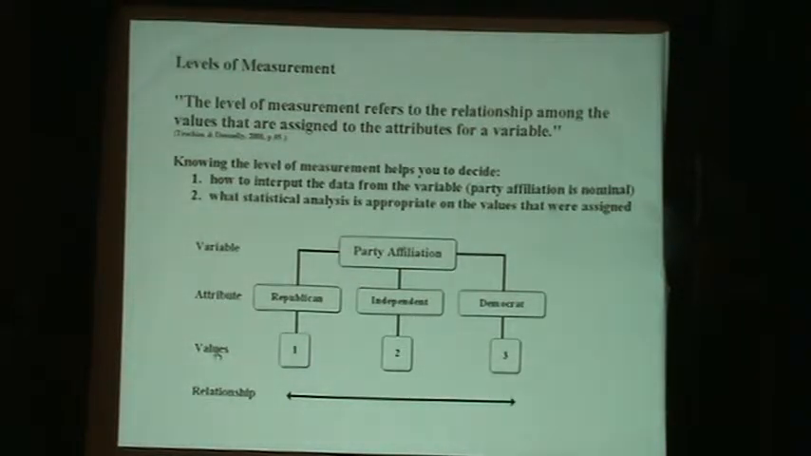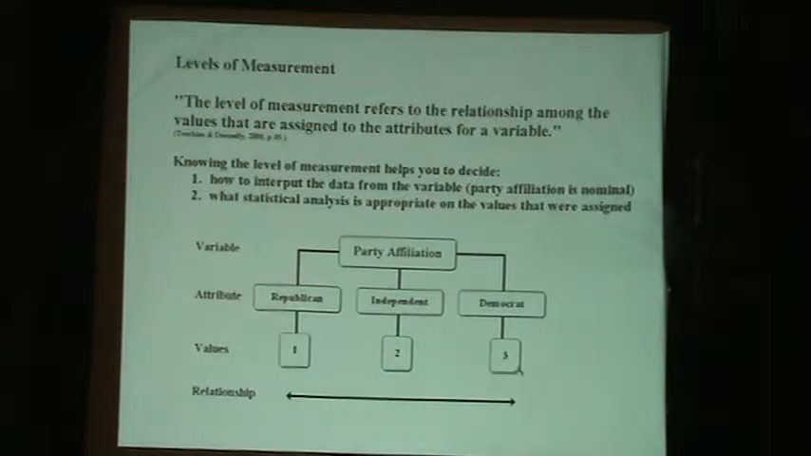And then the values we assign to these attributes, well, if it's a Republican, we'll put a 1 next to the person's name. If the person we're looking at is an independent, we'll put a 2. If the person we're looking at is a Democrat, we'll put a 3. So we've assigned the values of 1 for Republican, 2 for independent, 3 for Democrat.